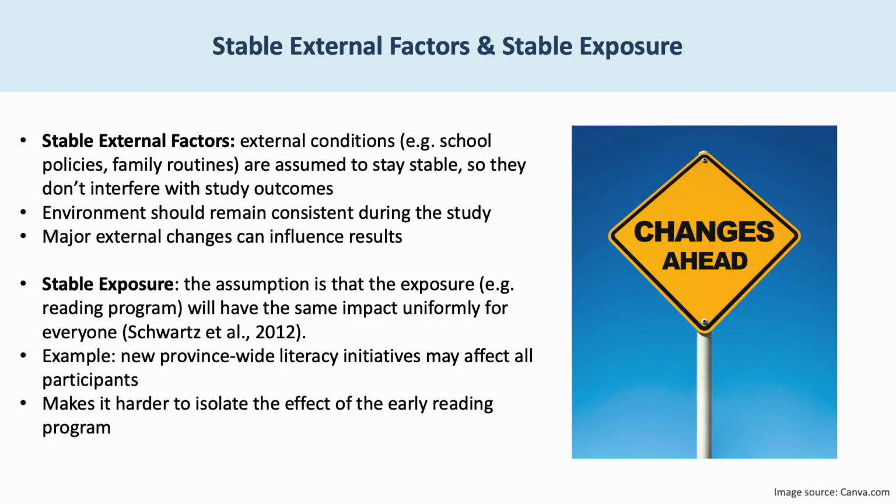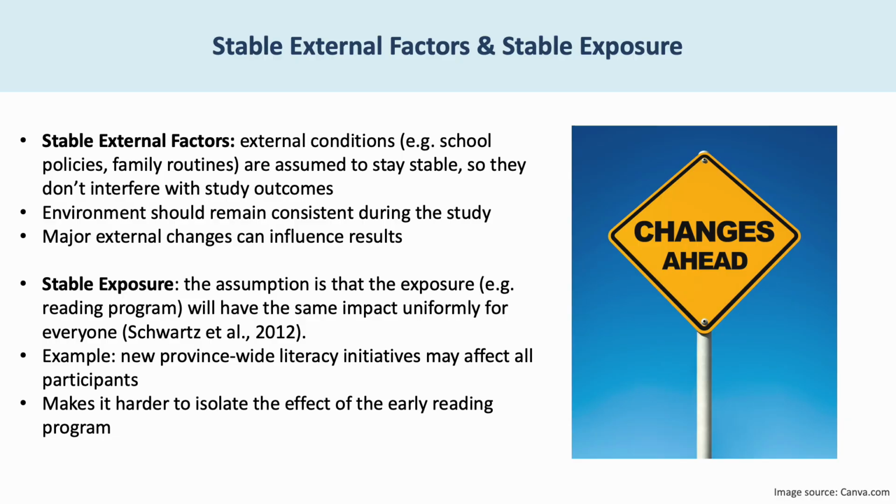Stable external factors refers to the idea that the environment around participants should stay relatively consistent during the study. This includes things like school policies, community programs, or family routines, for example. And when these external conditions remain stable, it helps to ensure that any changes we observe in outcomes are more likely due to the intervention itself rather than outside influences. And if major changes happen during the study, such as a new school curriculum or a province-wide reading initiative, for example, they could all impact participants and influence the results.